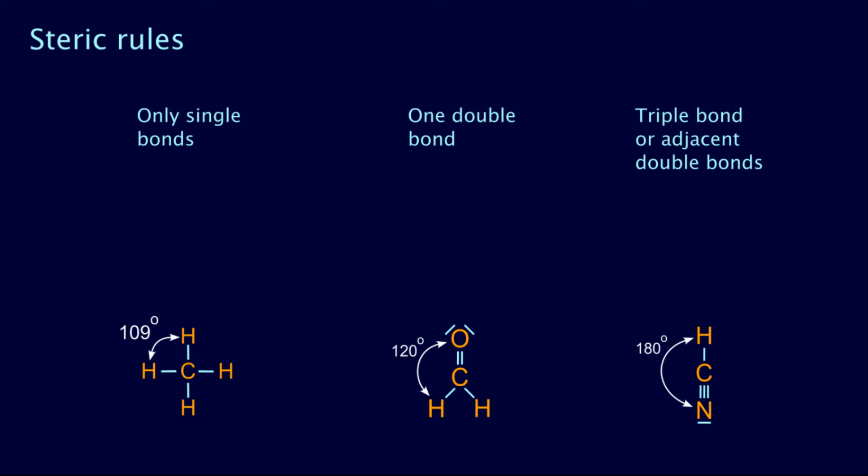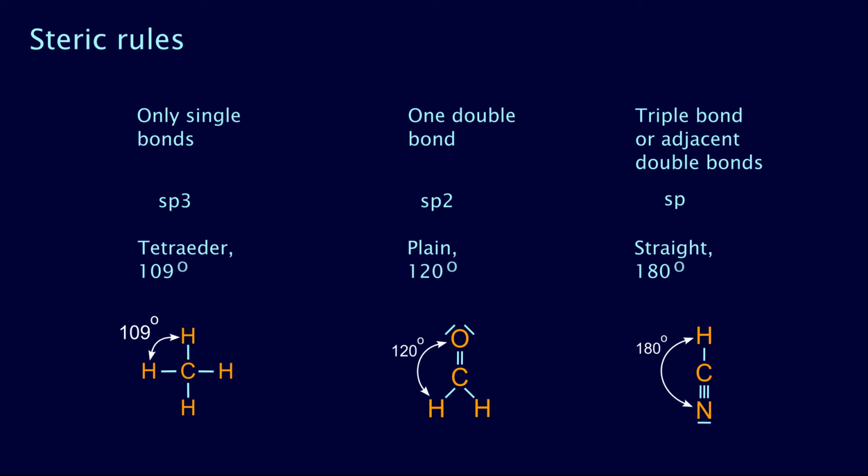At the end of this video, let me shortly summarize the steric rules I have shown to you before. So we can distinguish three different cases. First case is there are only single bonds in the molecule. Then we have sp3 hybridization for the central atom. So the orbitals for the central atom are four sp3 orbitals, which are arranged in a tetrahedral way and with an angle of 109 degrees between these orbitals. And those are the bonds which are formed then by this central atom.